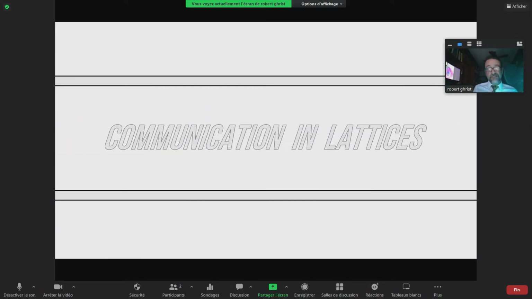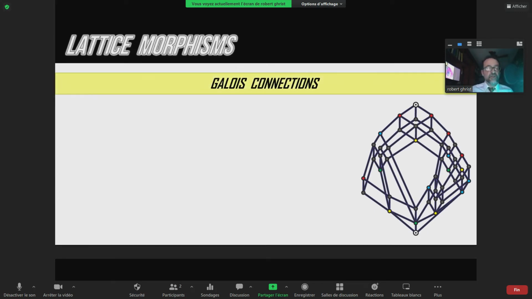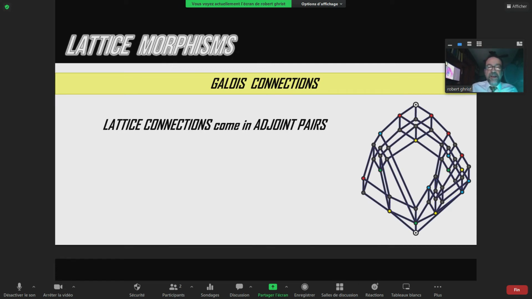Well, we need to talk about how we communicate over a lattice. It's not as simple as a linear transformation with a vector space. This is a bit subtle. It helps if you're good with category theory, but I'm just going to give a very straightforward, simple description of the proper type of morphism. These are called Galois connections between lattices, and they come in pairs.